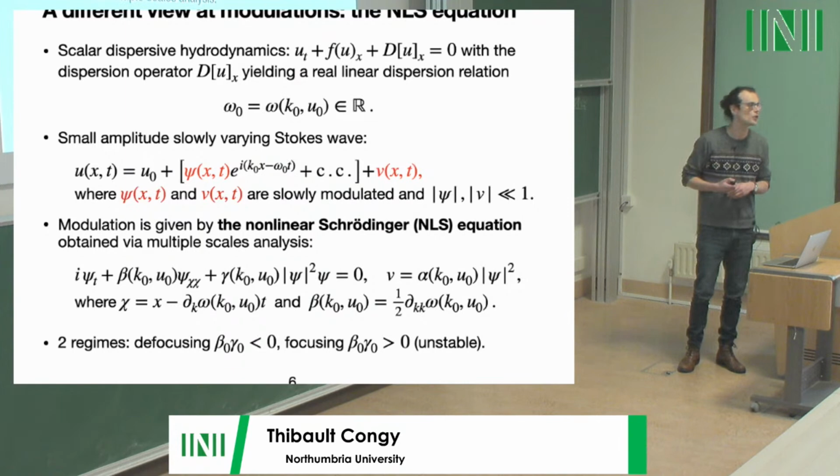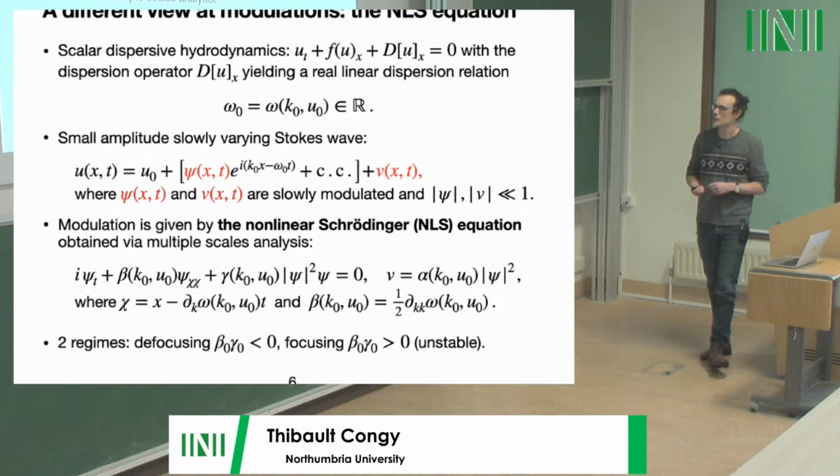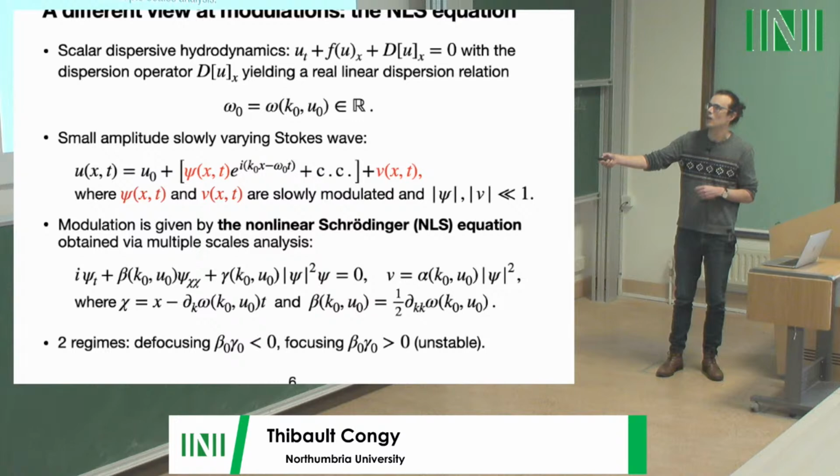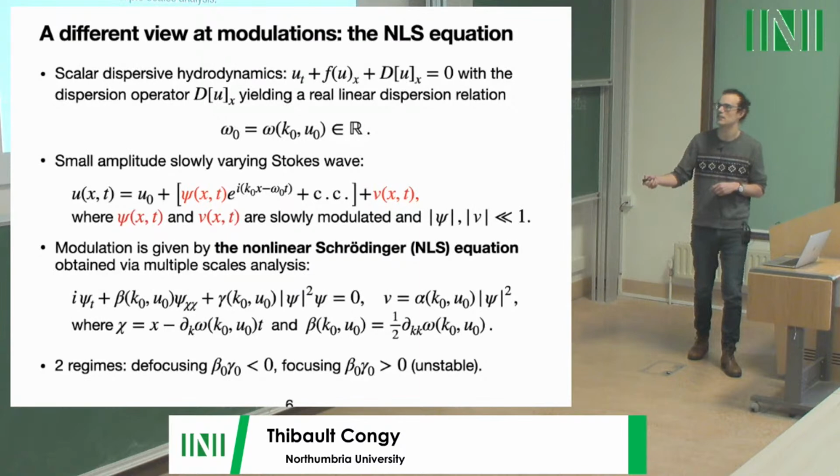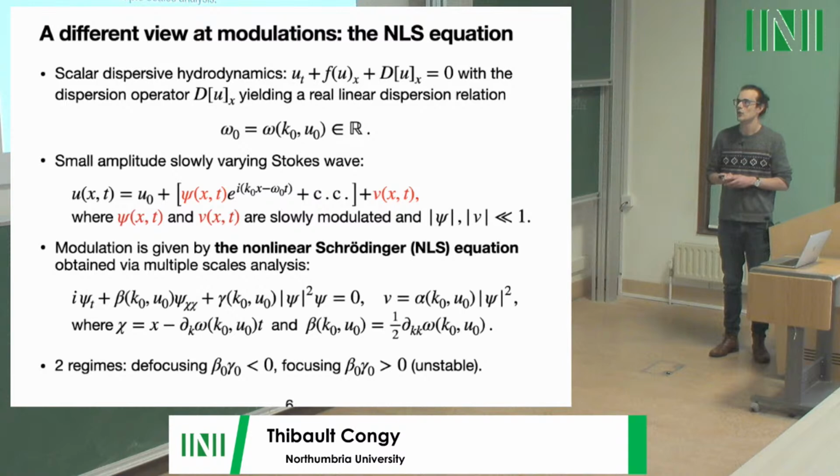Something I forgot to mention here, I'm writing this equation not in x and t, but in chi and t. So here we are working in the reference frame that moves with the group velocity of the Stokes waves. So there is just a small change of variable here. That's something a lot of people have already mentioned.